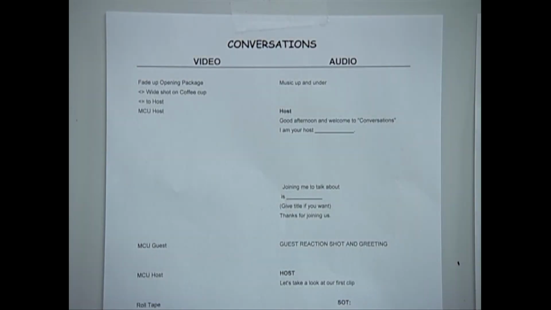Okay, today we're going to go over how to mark our script. Our first show is going to be called Conversations, and it is a talk show. Talk shows are not just people talking back and forth. They are always accompanied by roll-ins or B-roll or something else that adds to the story, because talking heads are boring. It's boring to watch a person just sit there and talk. So we are going to have roll-ins included in this show.